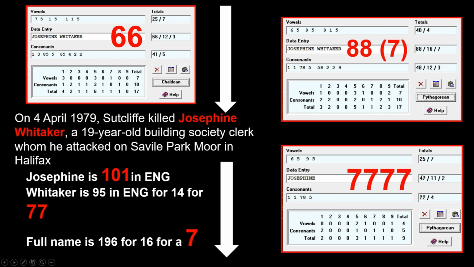And Josephine, this 47 number, which is an 11, and it's 7777. And in consonants, it's got 22. Now, Josephine is 101 in English. Room 101, we've seen that number a lot. Whittaker is 95 in English for 14 for 77. And the full name adds up to 196. Add those numbers, we get 16, again for a 7. So 7s do hold their own. There's lots of 6s. There's 22s.